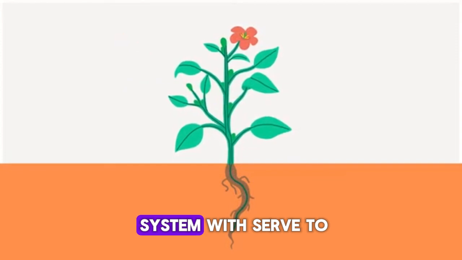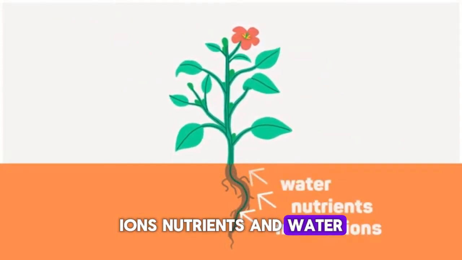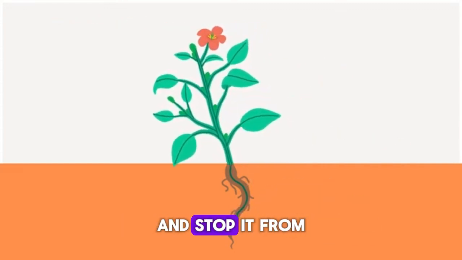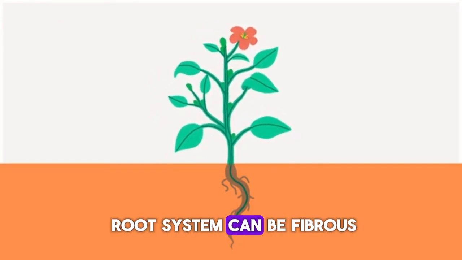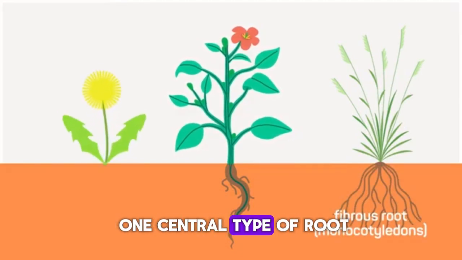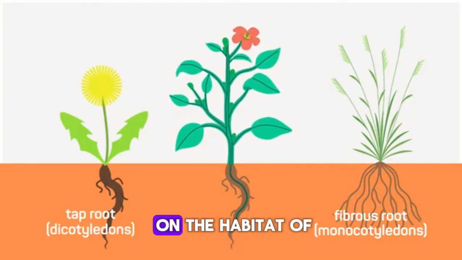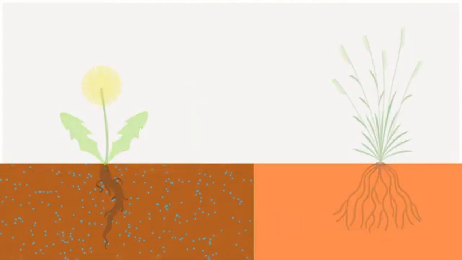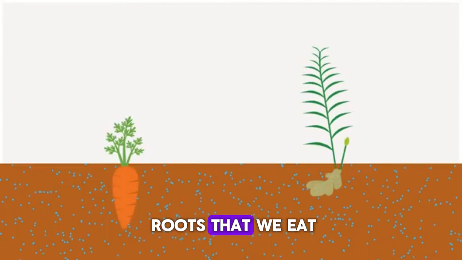Plants have a root system which serves to absorb mineral ions, nutrients, and water from the soil. It's also there to anchor the plant down and stop it from falling over. The shape of this root system can be fibrous, as in monocotyledon, or there may be one central taproot, as in dicotyledon. It will also depend on the habitat of the plant and the availability of water. Carrot and ginger, for example, are plant roots that we eat.